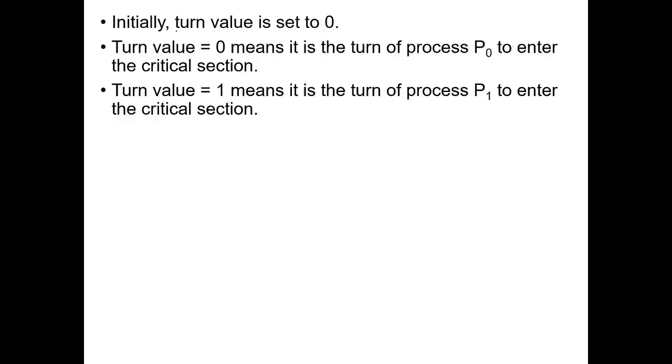In this algorithm the turn variable is shared and its default value is initialized to 0. We need to understand that if the turn value is equal to 0, then the chance is given to the first process P0 to enter into the critical section. If the turn value is equal to 1, then the chance is given to the second process P1 to enter into the critical section. So turn equal to 0 means P0 enters the critical section, and turn equal to 1 means P1 enters the critical section.